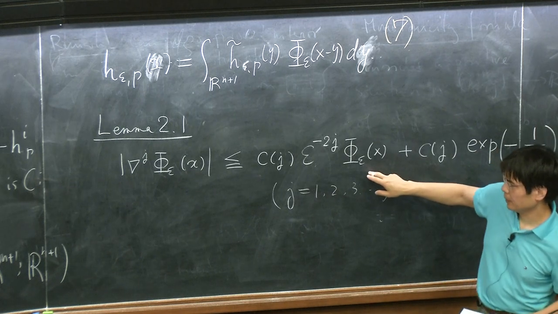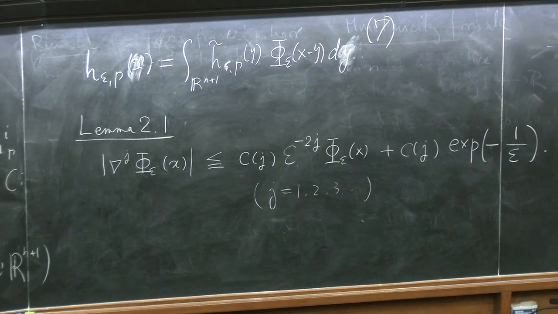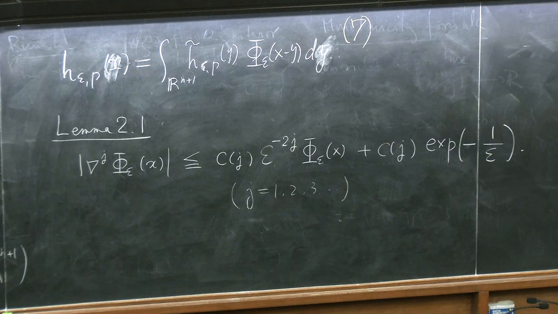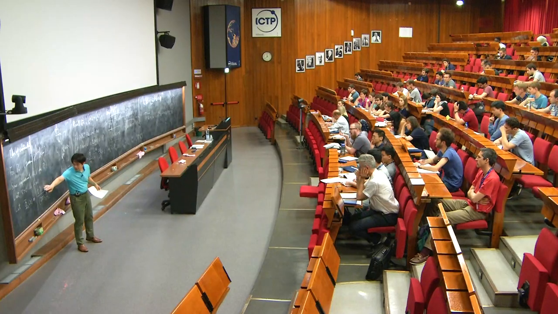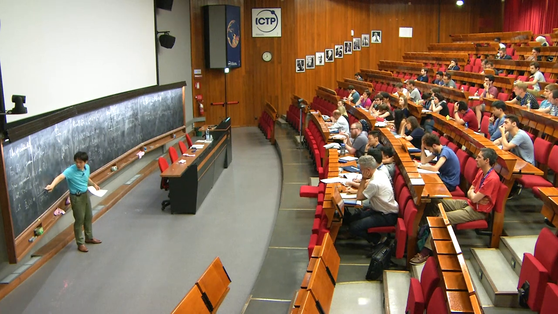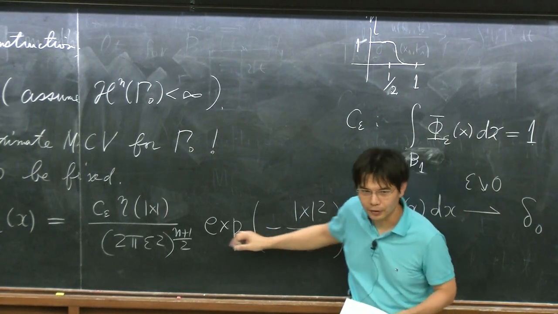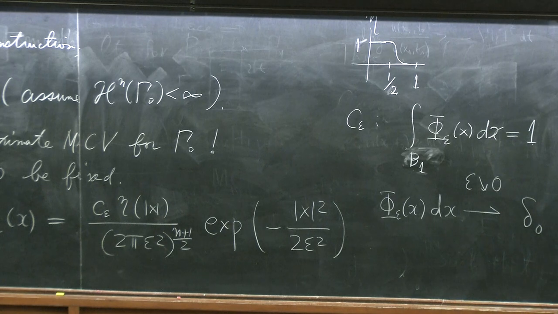This is probably not so difficult to see. Whenever you differentiate this function, this factor comes out, and then you have an epsilon squared in the denominator, and x is bounded because of the truncation. When you differentiate the truncation part, it is constant near the origin, so this term is exponentially small. So you get this kind of estimate.